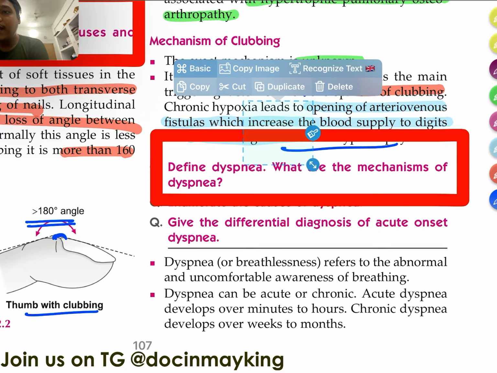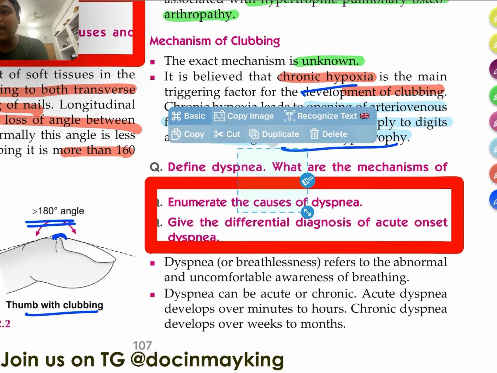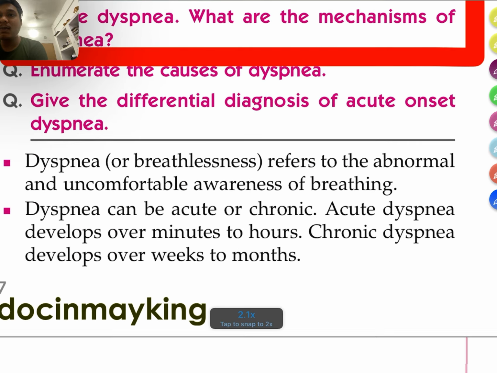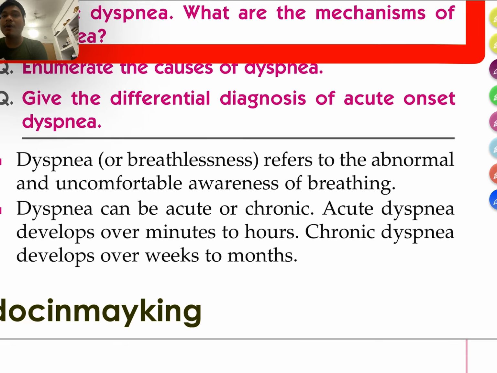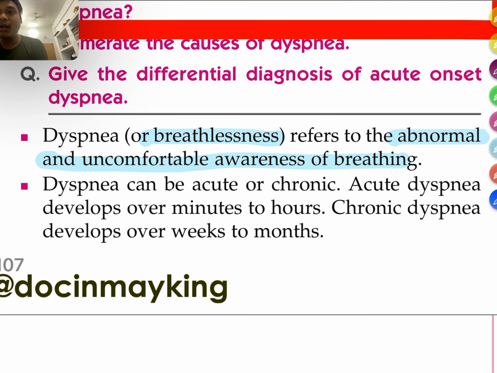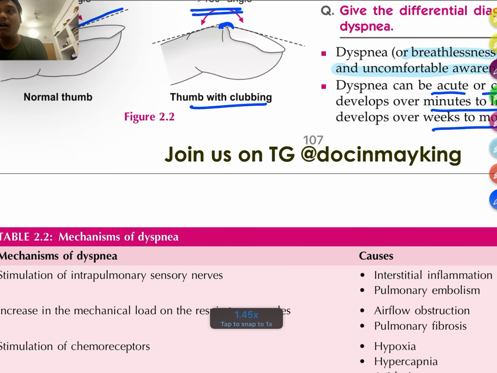What is the question? Define dyspnea. What are the mechanisms of dyspnea? Enumerate the causes of dyspnea, as well as the differential diagnosis in acute onset dyspnea. Let's begin our topic. Dyspnea is just breathlessness. It refers to an abnormal and uncomfortable awareness of breathing. Dyspnea may be acute as well as chronic. Acute means breathing difficulty within minutes to hours, whereas chronic is difficulty since weeks to months.